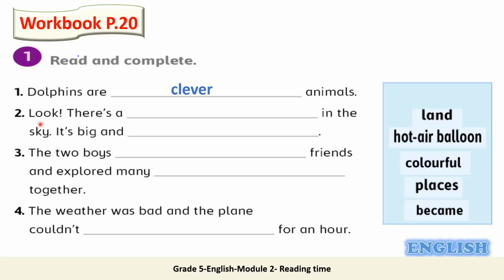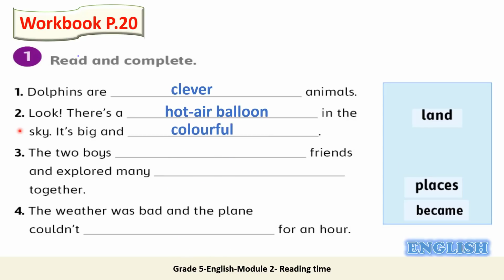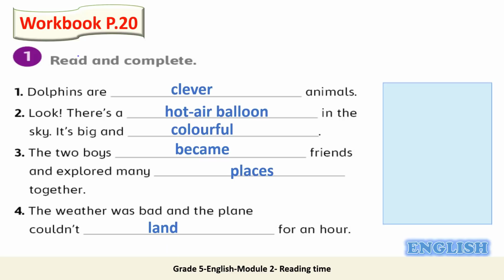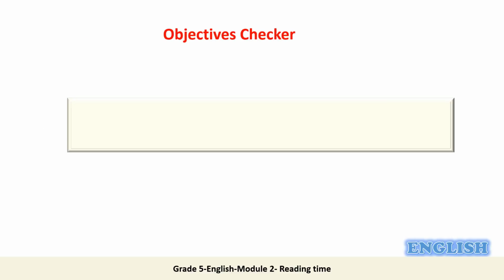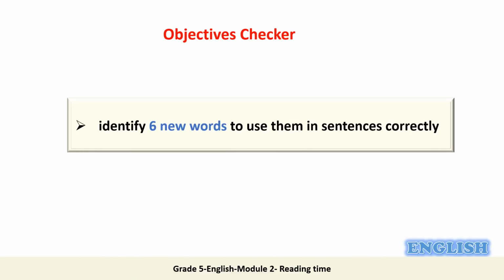Number 2. Look. There is a hot air balloon in the sky. It's big and colorful. Number 3. The 2 boys became friends and explored many places together. Number 4. The weather was bad and the plane couldn't land for an hour. Amazing! Now, I'm quite sure you have identified 6 new words and you have used them also in sentences correctly.